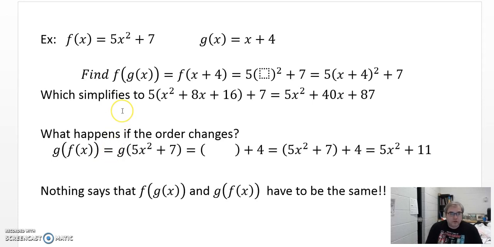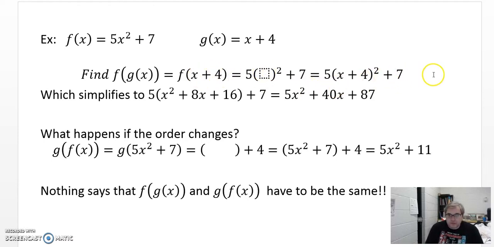If I go on to a little more complicated examples, f of x equals 5x squared plus 7, g of x equals x plus 4. I'm going to go f of g of x again. Again, g of x is on the inside. So I'm going to substitute x plus 4 in for that. And on this side, I'm going to write out what f is. f is 5 times something squared. So I have 5 parentheses squared plus 7. Inside the parentheses, I'm going to substitute x plus 4.